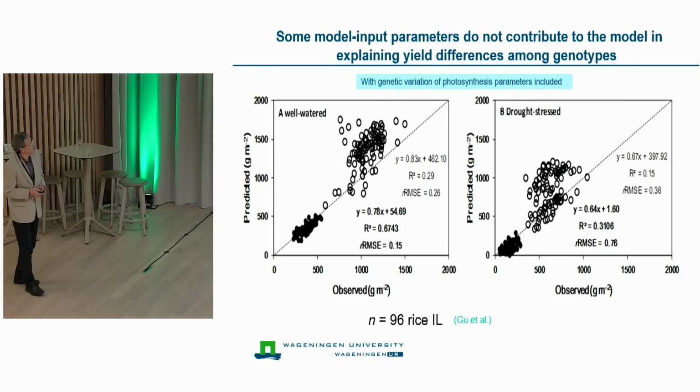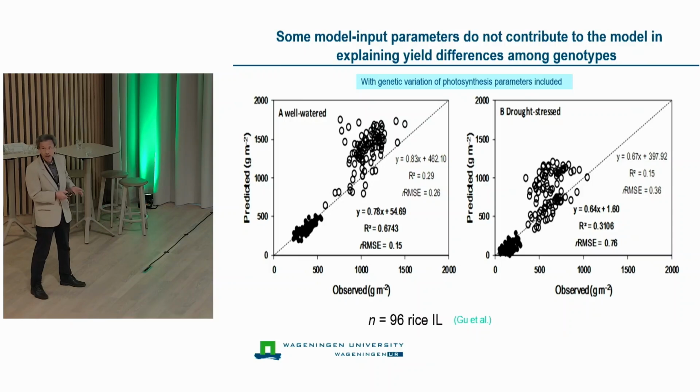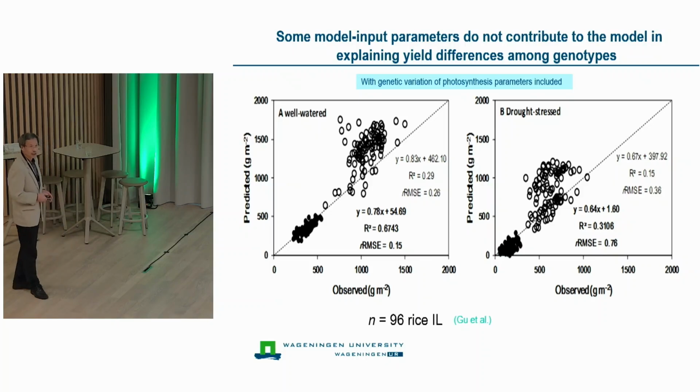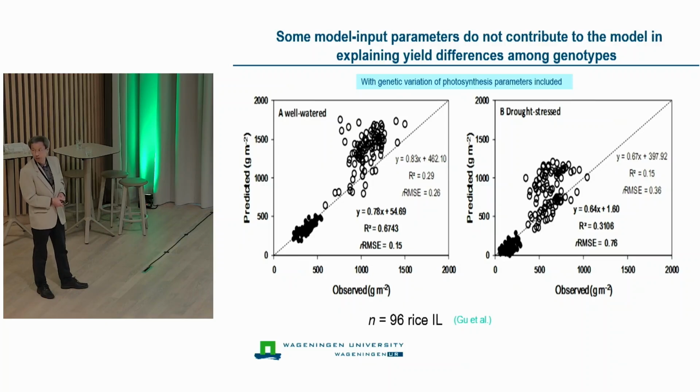When genetic variation of photosynthetic parameters was included in the model, you can see the model performance even became worse, indicating that genetic variation in photosynthesis did not contribute at all to yield differences in the population. Okay.